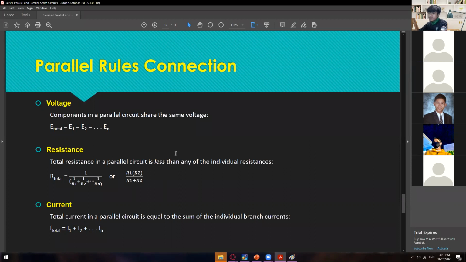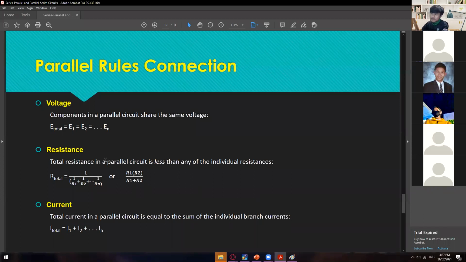So are we clear so far regarding this one? Yes, sir. Okay. Since we are not in the combination of series and parallel yet, your quiz will focus on every single topic. Like if the question is only about series, then that one is only for series. If the question is for parallel, then that one is only for parallel. Okay, to avoid confusion.